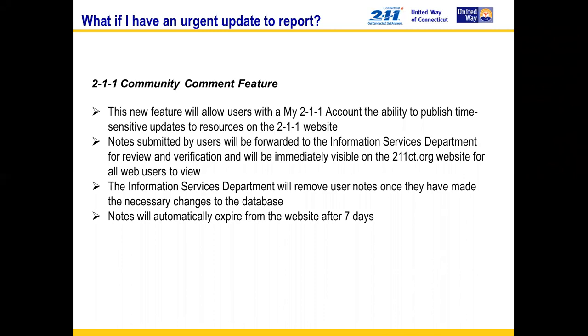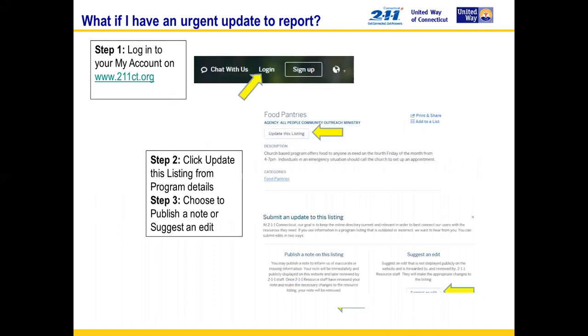So the intention is really for urgent and time-sensitive updates. Our department will remove those notes once we've made changes, but they will automatically expire from the website after 7 days. So if we see this update about the fire coming through, we will more than likely make that agency record inactive in our database. Once we do that, it's no longer visible to anyone. Our contact center can't see it, and our web users cannot see that, okay?